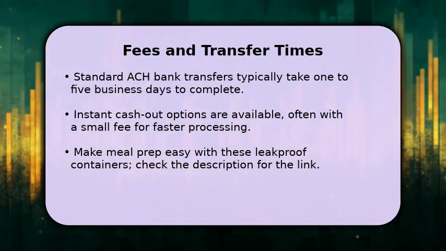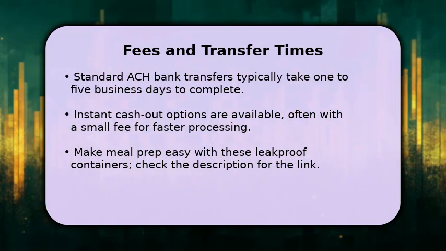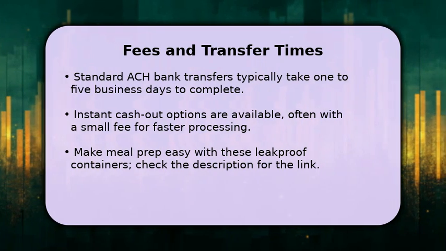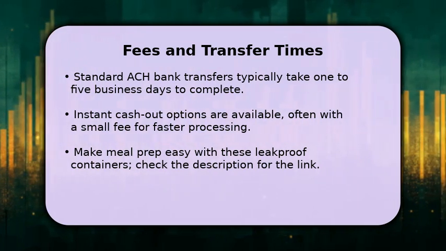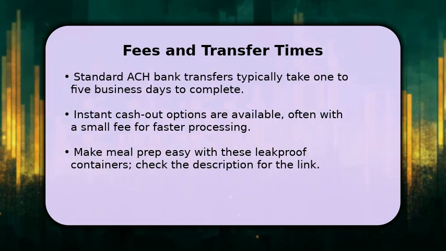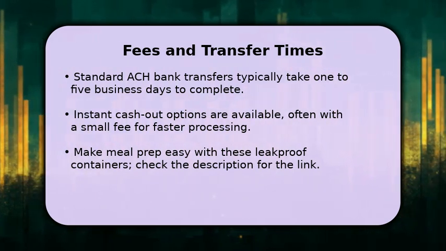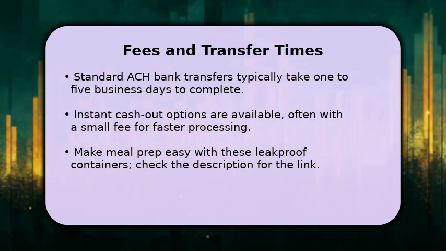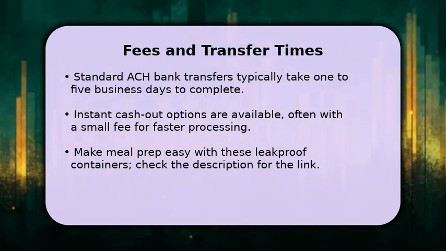Regarding transfer times, standard ACH bank transfers usually take between 1 and 5 business days to process, depending on your bank. If you need your funds sooner, Coinbase offers instant cash-out options, though these typically come with a small fee for the expedited service. Always review the fees before confirming.